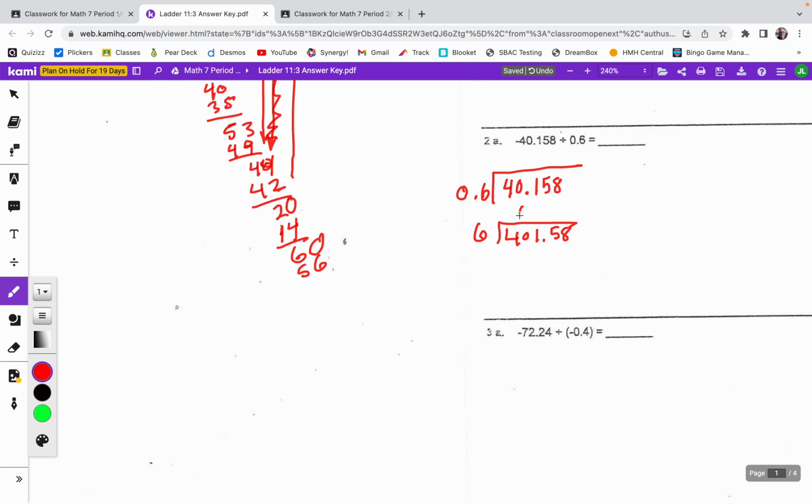So we could do 6 times 6 is 36. 4 left over. 6 times 6, and the decimal point's going to go right there. 36, with 5 left over. And we could put a 9 right here. And that's 54. 1 left over. And then a 3. 3 times 6 is 18. So that goes to 0. All right, so this is a negative 66.93.